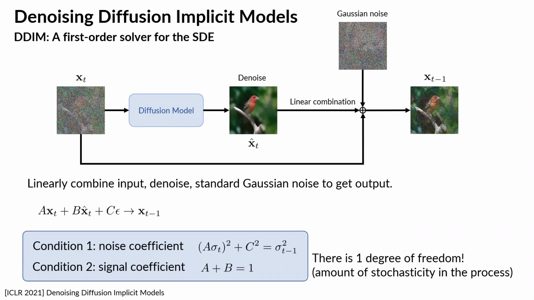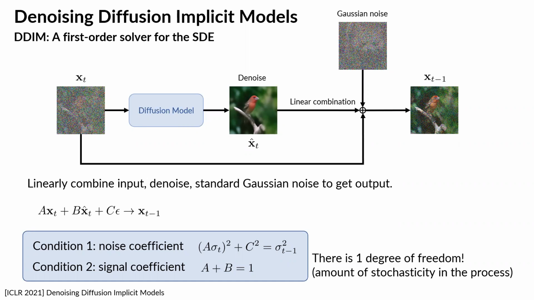So basically here A is the input, which has a signal coefficient of 1, and B is the output, which also has a signal coefficient of 1. So as a result, A plus B needs to be equal to 1. So we have 3 variables and 2 equations, and naturally there is 1 degree of freedom that we can choose here. For example, we can choose a different C, and using the first condition, we can get the corresponding A, and then using the second condition, we can get the corresponding B.